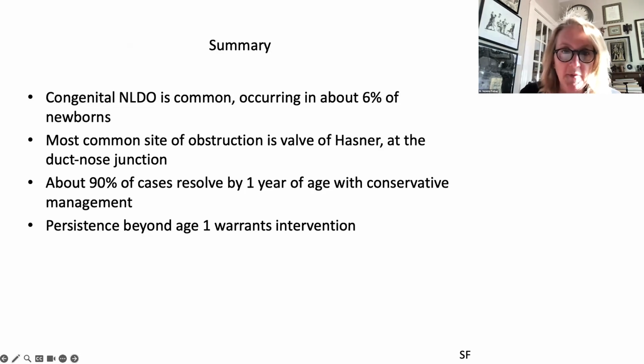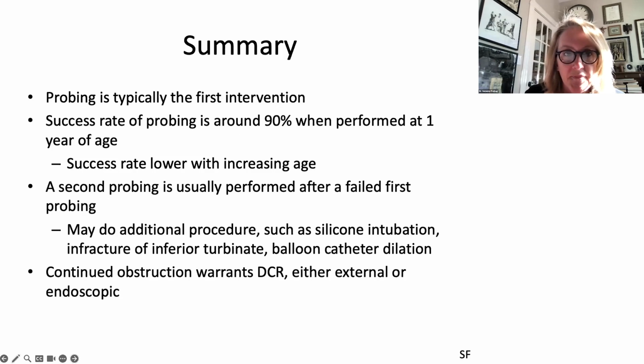Next. So a few summary slides. Congenital nasolacrimal duct obstruction is common, occurring in about 6% of newborns. About 90% of cases will resolve by 1 year of age with conservative management. The most common site of the obstruction is the valve of Hasner at the nasolacrimal duct nose junction. Persistence beyond 1 year of age warrants intervention because the results of intervention decrease significantly as months and years go on. Next.